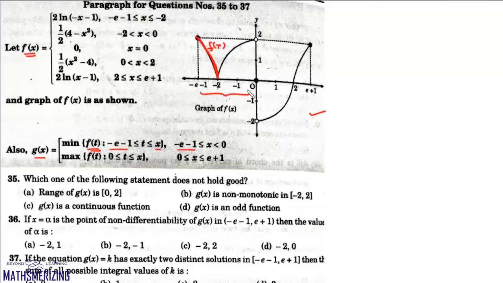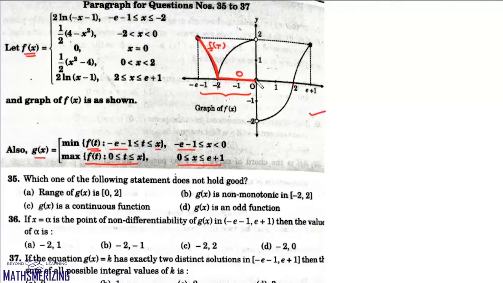Now between minus 2 and 0, the minimum value will occur at minus 2. So in this interval, this function will be a constant function whose value is 0. Now it says g(x) is the maximum of f(t) when x lies between 0 and e plus 1. So here I'll choose the maximum value. From 0 to 2, for any point x, the maximum value will be at 0.